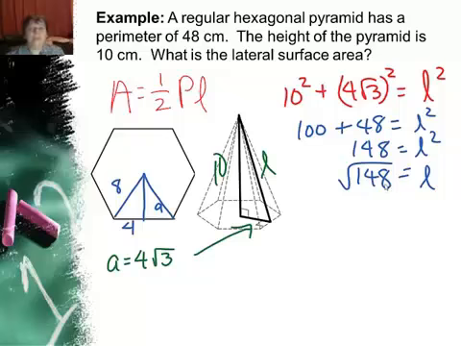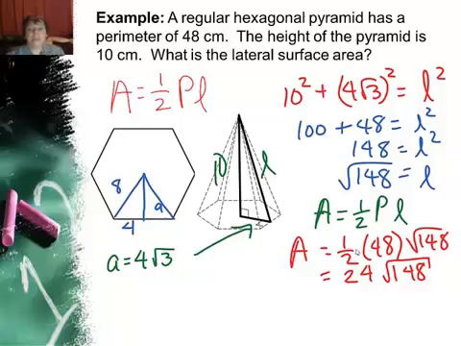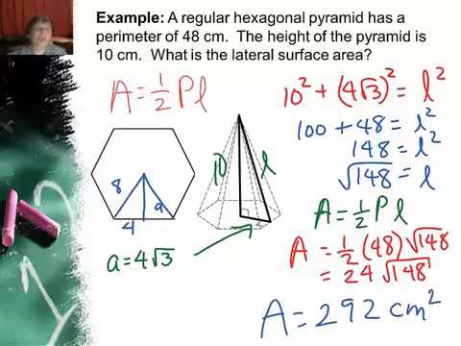So L is the square root of 148. I could simplify this further, pulling out some of the perfect squares, but for right now, I'm going to be involved in some more multiplication, so I'm not going to mess with it. Now I'm trying to find my area, which is 1/2 perimeter times length. Substituting in the perimeter, which is 48, and L is really slant height, not length, and square root of 148, I get 24 times square root of 148. Now I just grab my calculator, and this is rounded to the nearest square centimeter: 292 centimeters squared.